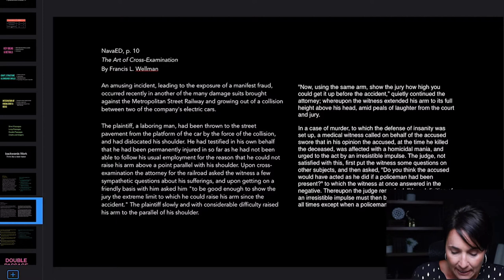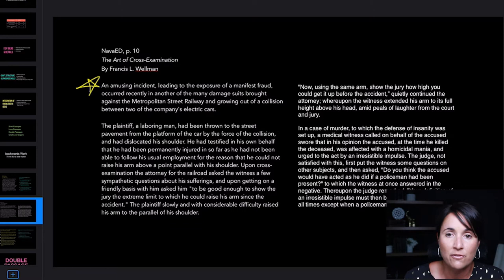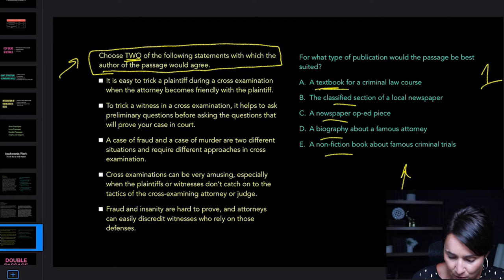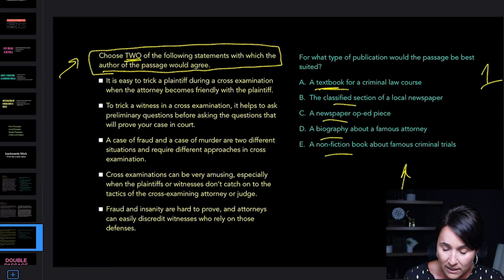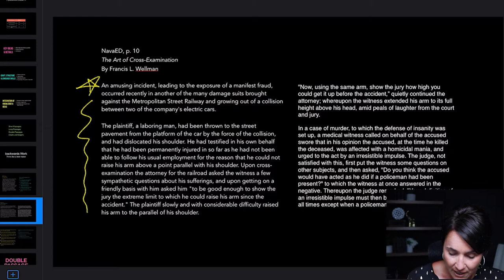And now we have just this first paragraph, an amusing incident leading to the exposure of manifest fraud. Okay, so now we know it's kind of amusing. Maybe the author is going to be funny, a little bit more lighthearted. Maybe it's not going to belong in a textbook. In a textbook, we wouldn't start with an amusing incident. You probably wouldn't start a textbook like that, but you might. You'd have to read further to figure it out. But notice, I read the question first, and as soon as I read down here enough, I might be able to grab this answer without reading anymore. So go ahead and try that.